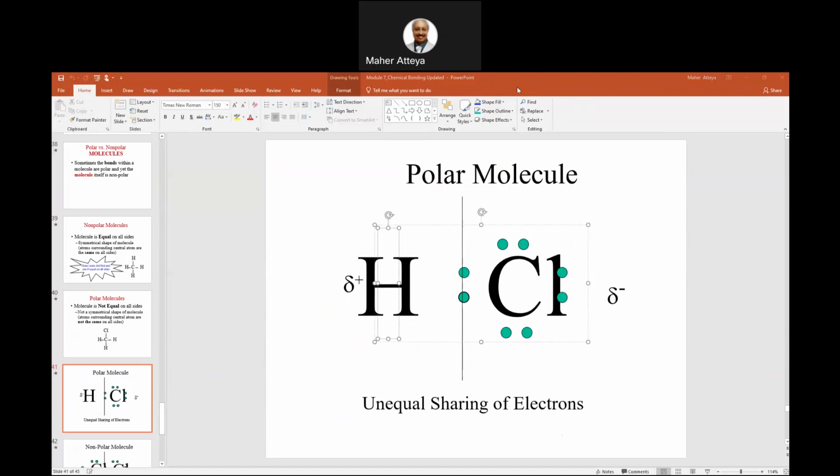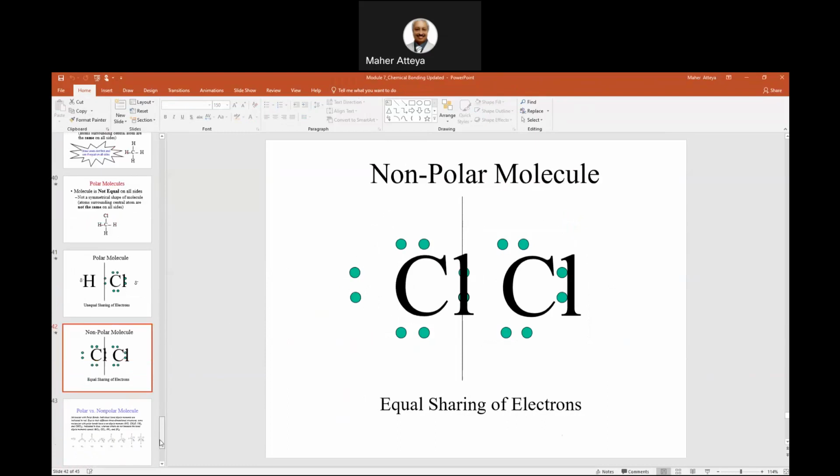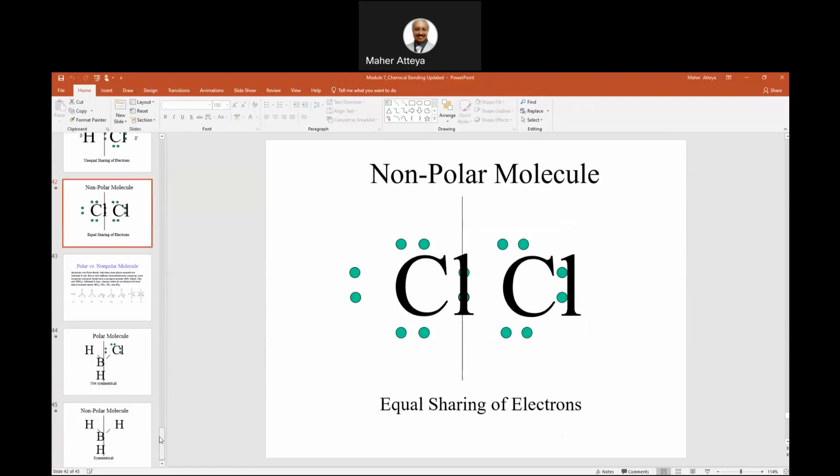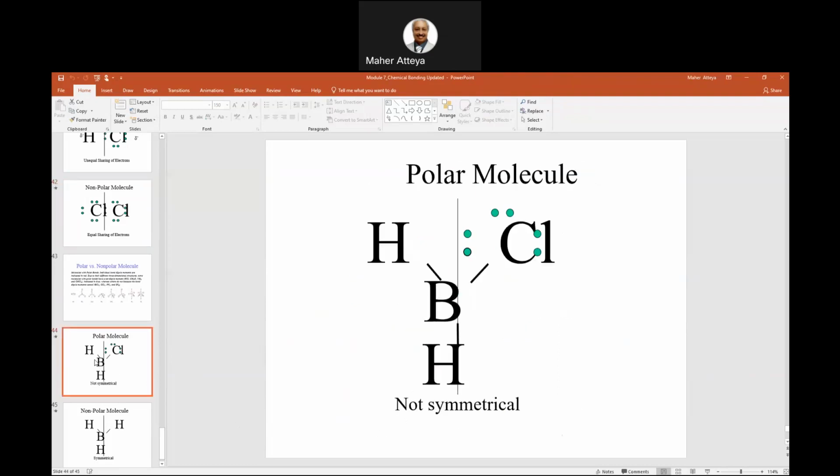So let me go to another example here. Is this molecule polar? Yes or no? No, it's not, because it has the same atoms, the same, equal sharing of valence electrons. Same atom, not polar.